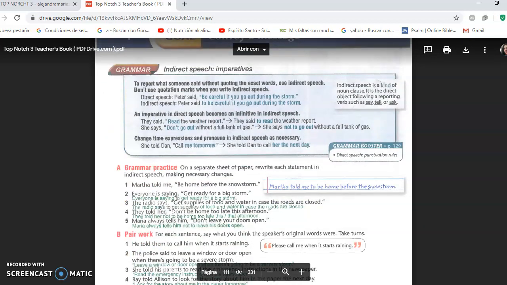Tenemos ejemplos acá. Grammar practice. Martha told me be home before the storm. So there you have. Martha told me to be home before the storm. Lo pasamos a indirecto. Ahora, everyone is saying get ready for a big storm. Everyone is saying to get ready for a big storm. Number 3, the radio says, get supplies of food and water in case the roads are closed. The radio says to get supplies of food and water in case the roads are closed.